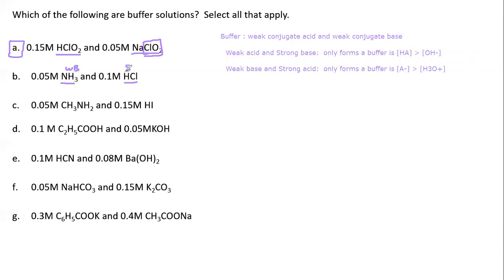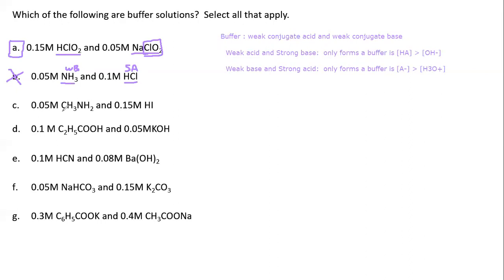HCl is a strong acid. So since we have this combination, we ask the question, is the concentration of weak base greater than the concentration of strong acid? The answer is no. So this would not form a buffer.